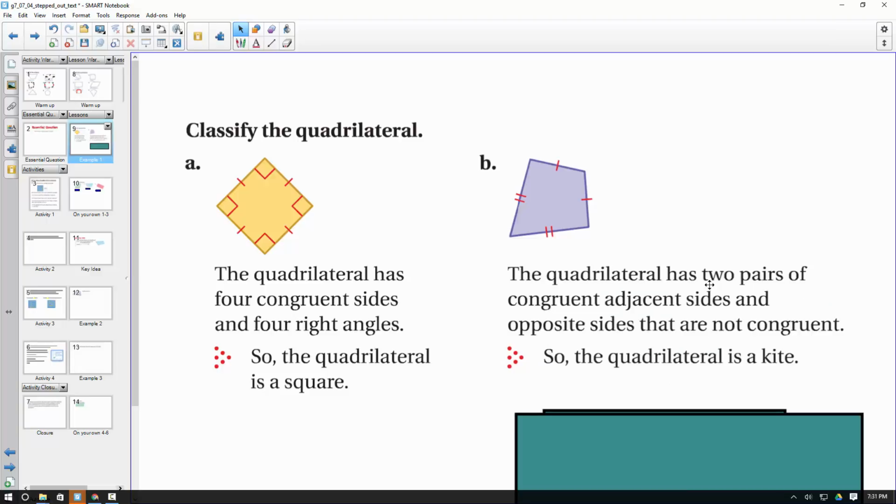So again, the thing that really makes this true is it's a quadrilateral and 2 pair of congruent adjacent sides. So they're right next to each other. This side length and this side length are the same length and they're next to each other. Whereas this one here and these are adjacent as well.